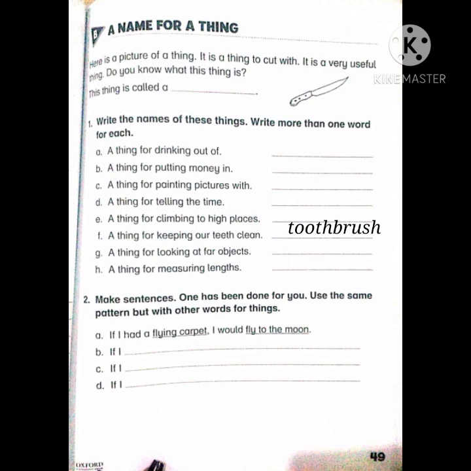The next one is a thing for looking at far objects. A thing for looking at far objects is a telescope. The last one is a thing for measuring lengths. A thing for measuring lengths is a ruler or a tape measure. Number 2 is make sentences. One has been done for you. Use the same pattern but with other words.